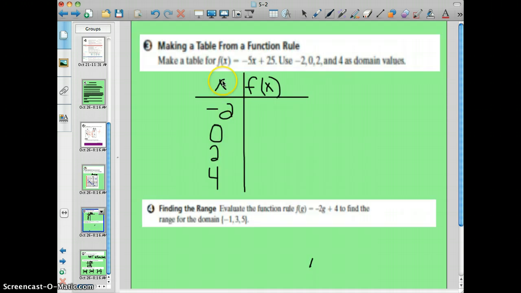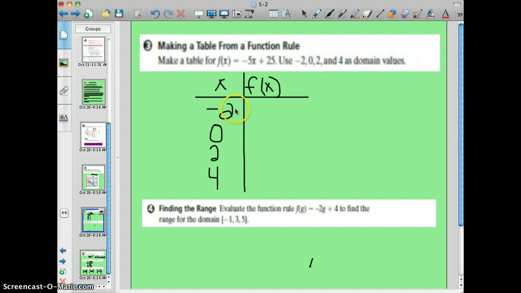Okay? Moving on to example 3. Example 3 says make a table of a function rule. Okay, so here's our f of x. Here's our function rule. Again, f of x is a fancy way of saying y. And they want us to use the domain. Remember, domain is the input. So they want us to use -2, 0, 2, and 4.